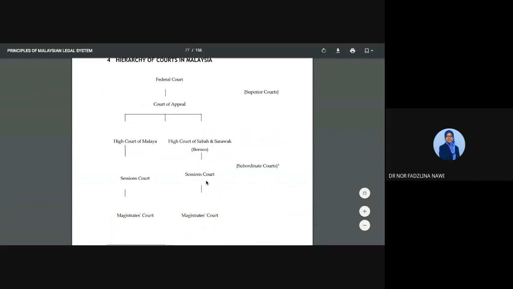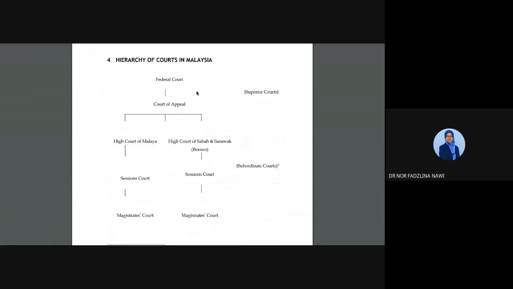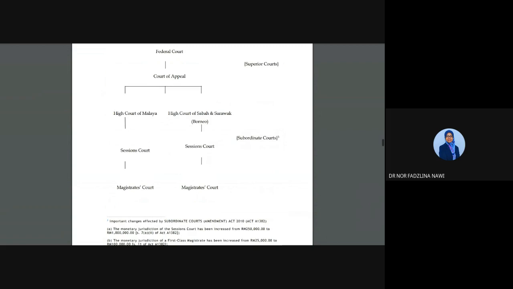So this is the hierarchy of courts in Malaysia. The superior courts are the Federal Court, the apex court in Malaysia, and the Court of Appeal underneath it, and the two High Courts, one the High Court of Malaya, and the other the High Court of Sabah and Sarawak. As for the subordinate courts, we have the Sessions Court and the Magistrates Court. The Magistrates Court is considered the lowest court in Malaysia.